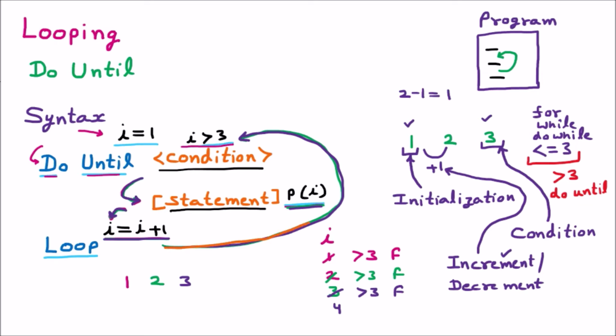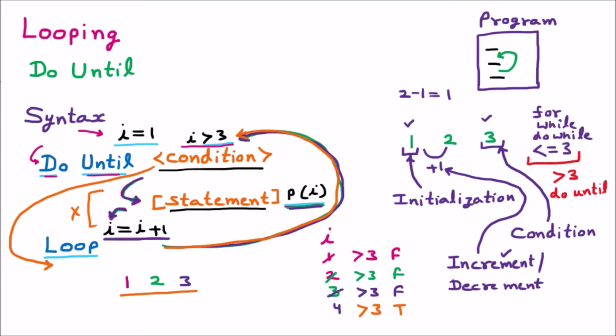Again it will go back and check the condition. So 4 greater than 3, true. The condition is true, but do until is opposite. If the condition is true, it will not go inside, it will go directly outside. So it will come out and we have the sequence 1 2 3 printed. So we should understand that do until is exactly opposite of for while or do while.